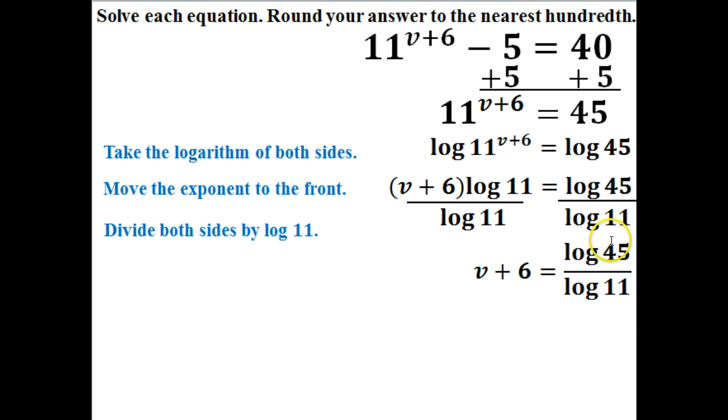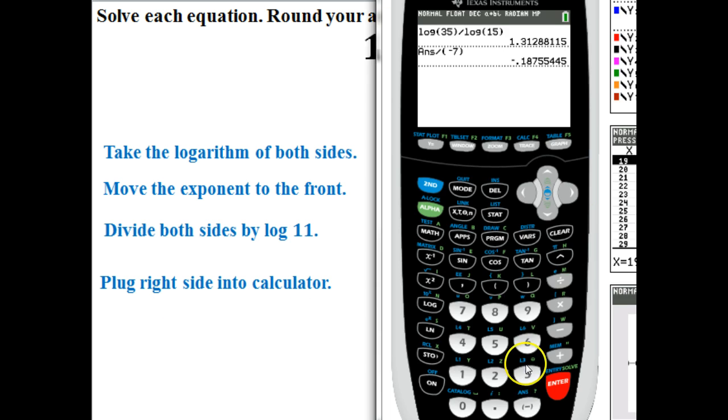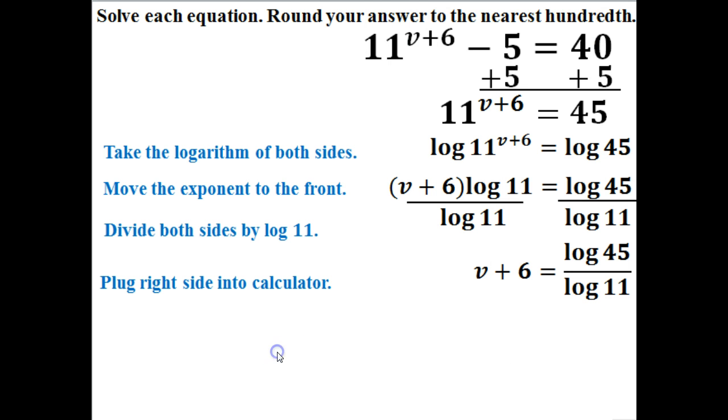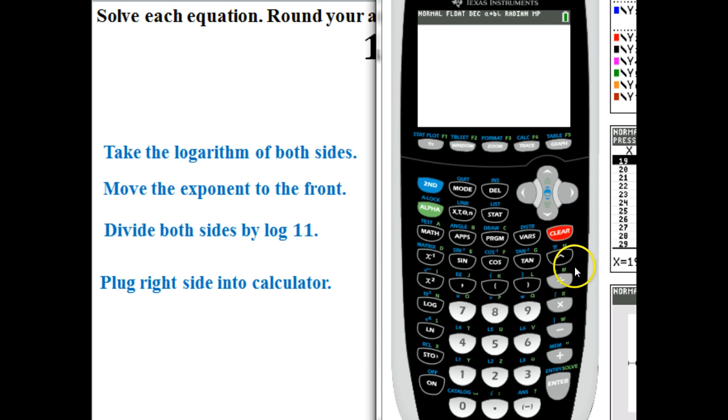Now that's great, but we need to do something with these logs. We can't have that as our answer. So what we're going to do is plug that into our calculator. So I'll take out my calculator now. Let's see, it was 45 and 11. So I go, okay, log 45, make sure that you close that parenthesis, otherwise it will interpret it incorrectly and give you the wrong answer. So log 45 divided by log 11.